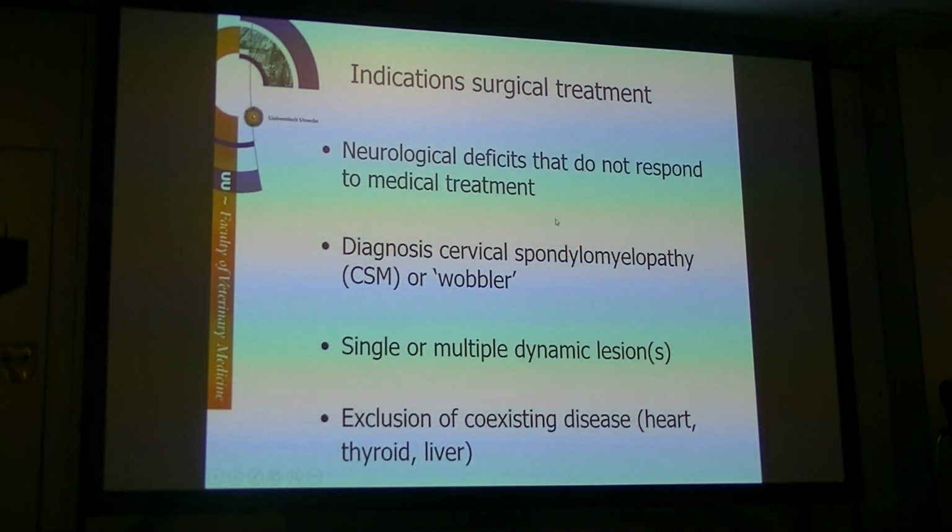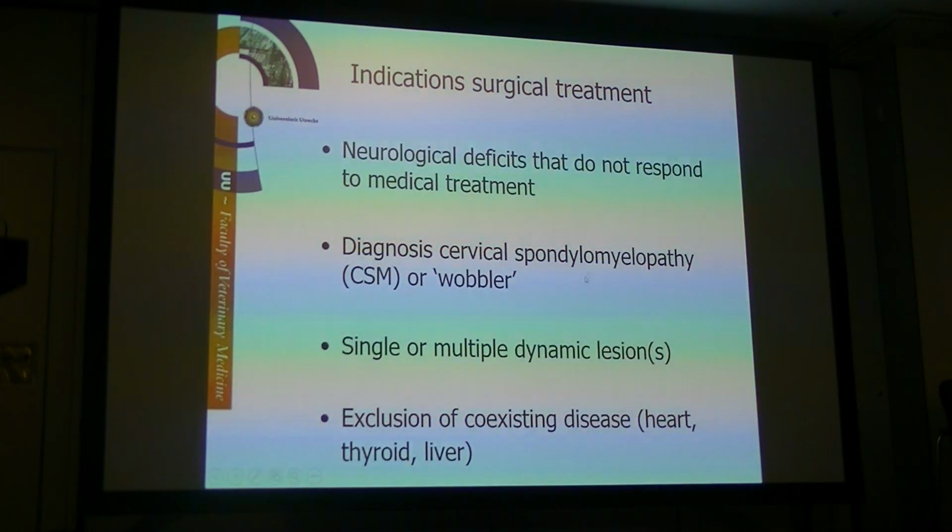So how about surgical treatments? What is the indication for surgery? Well, if we have a dog that has severe neurological deficits, this is not the best for conservative treatment. Or if it does not respond to medication, then there's only one option left, and that is surgery.